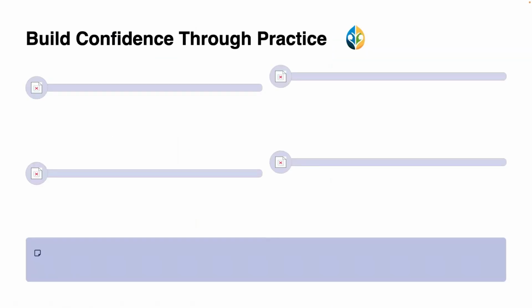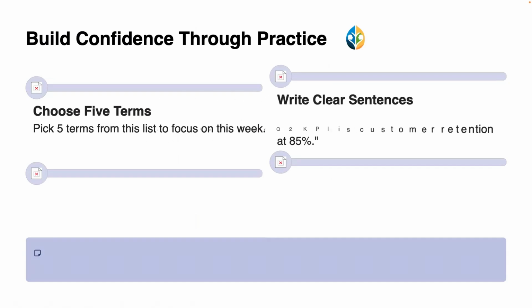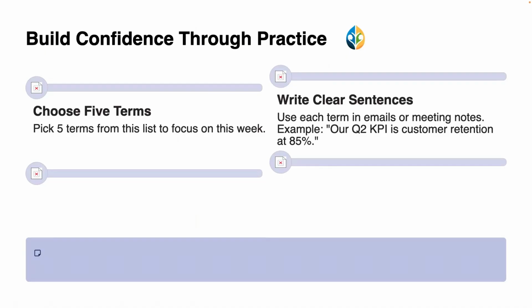Now, build confidence through practice. This is you, right? Choose 5 terms from the list that we've gone through, and then focus on them for 1 week. In other words, really get them down. Write clear sentences. Use each term in emails or meeting notes. Example: our Q2, or second quarter, key performance indicator, or KPI, is customer retention at 85%.